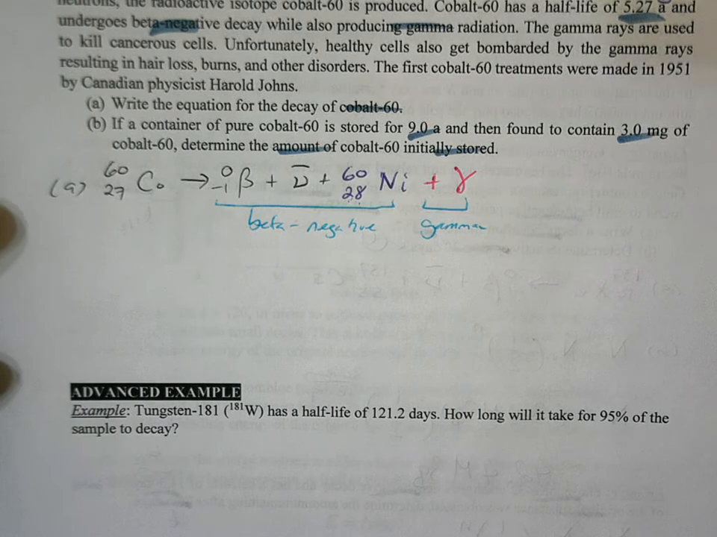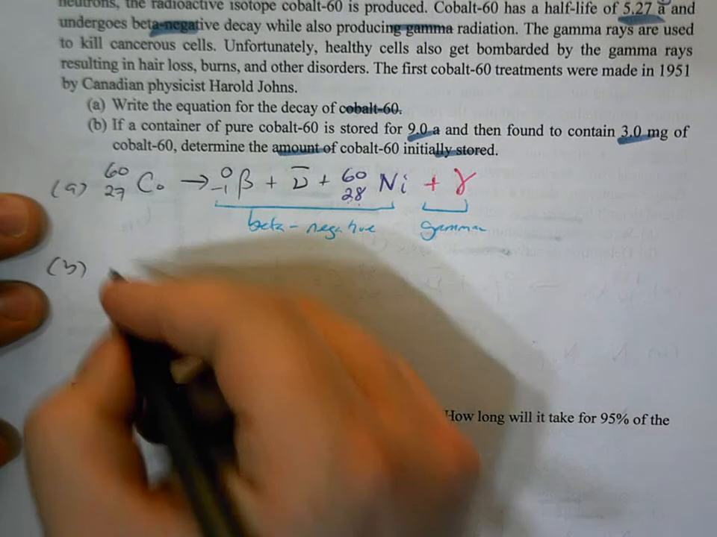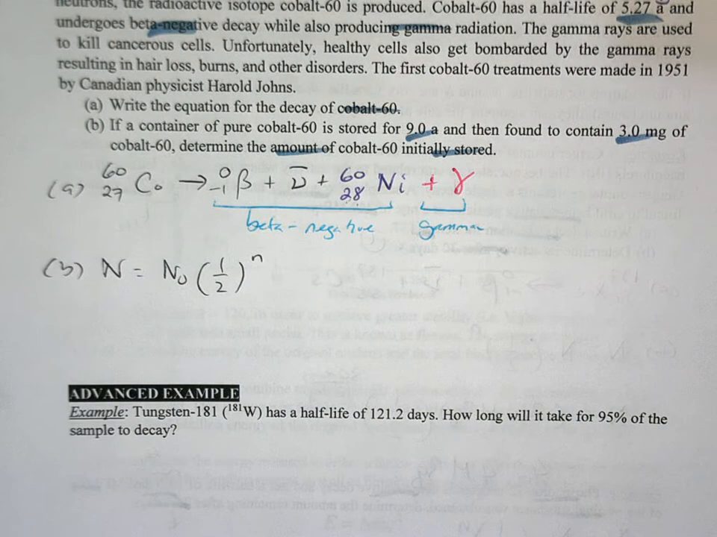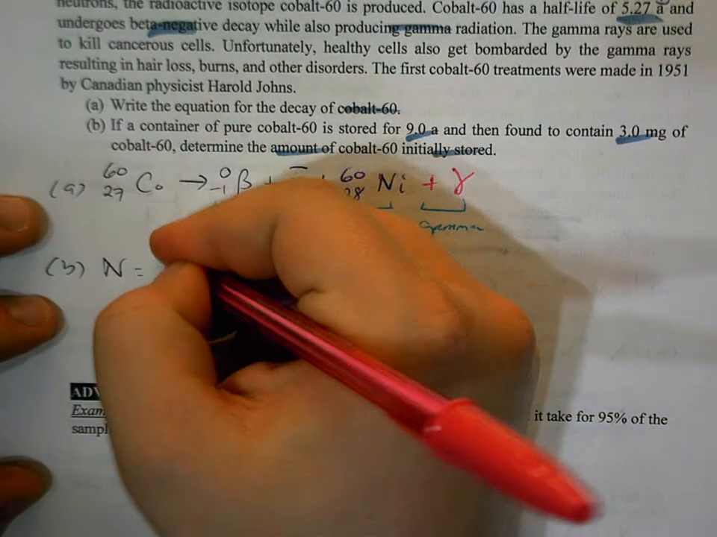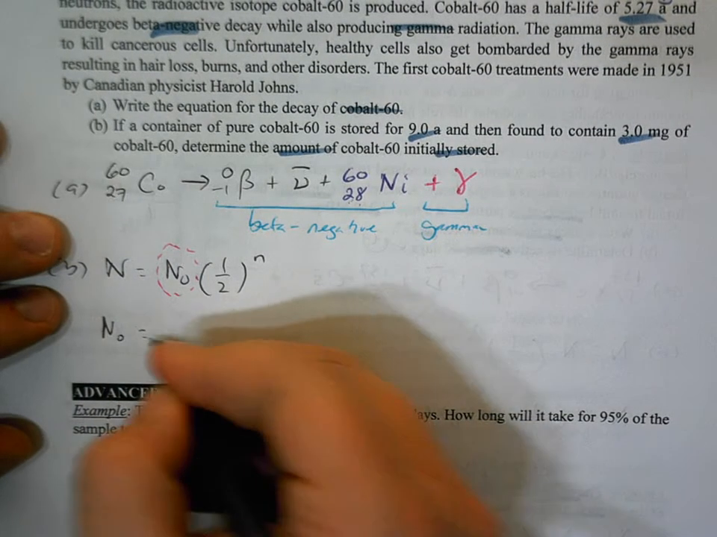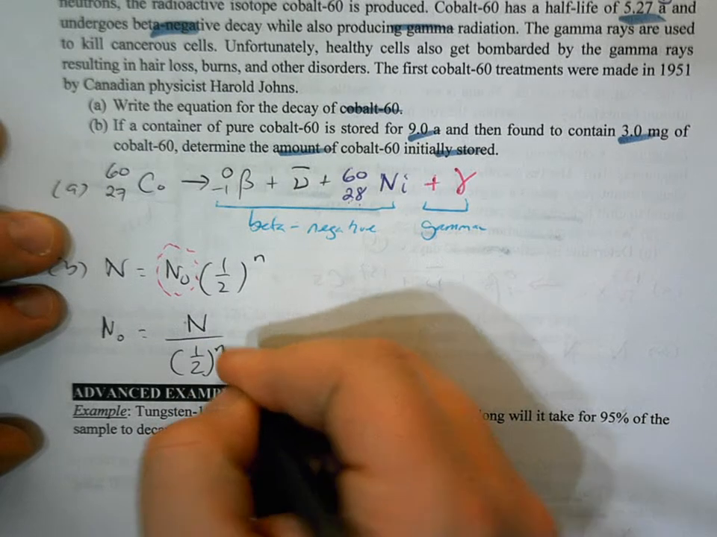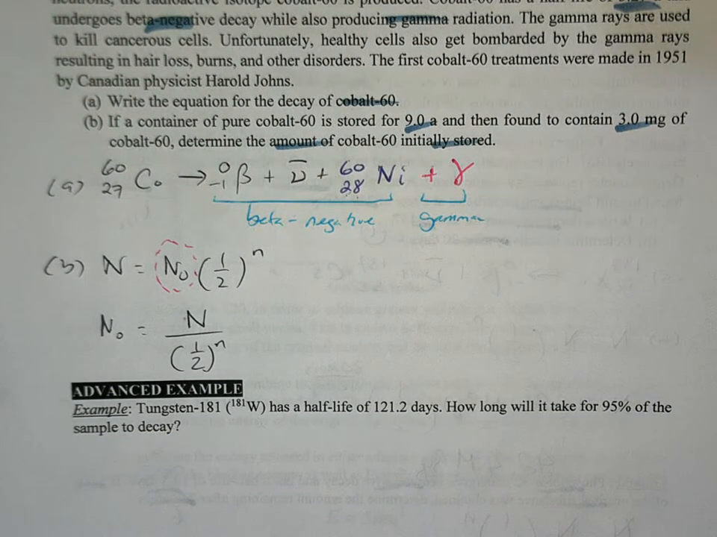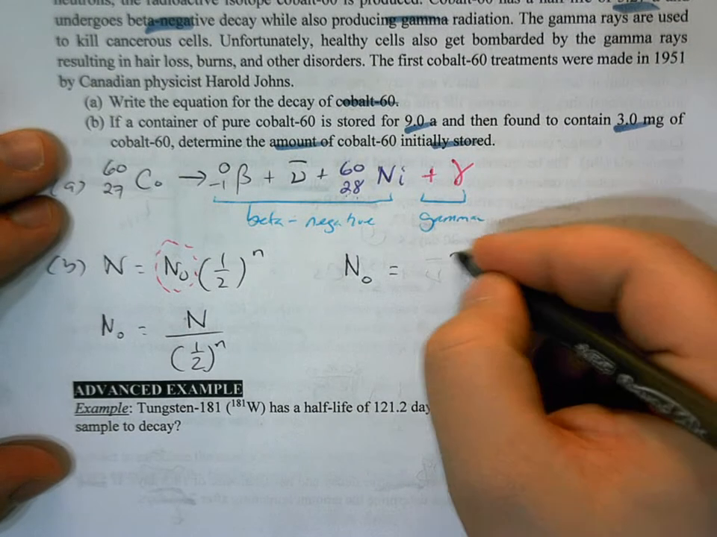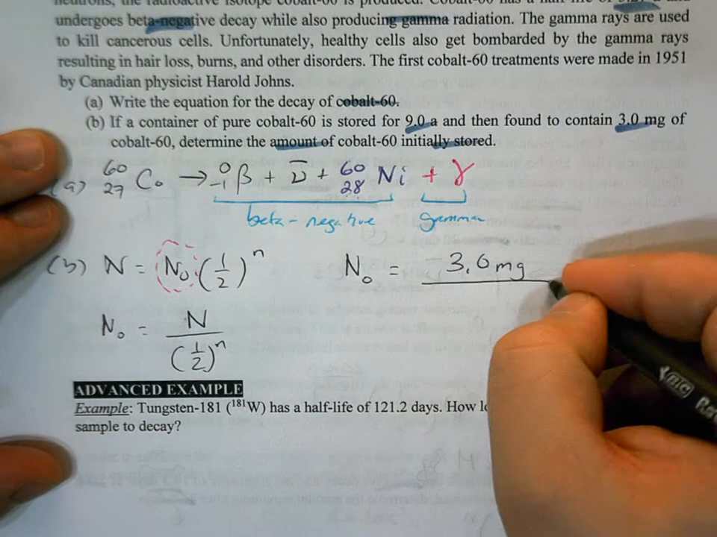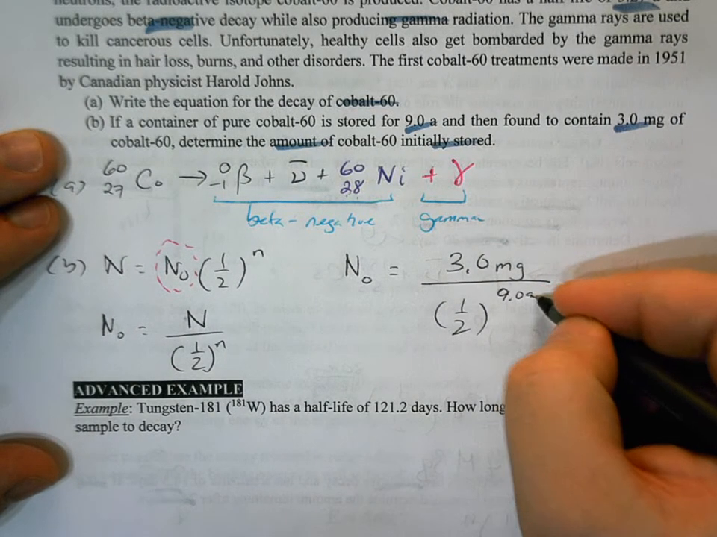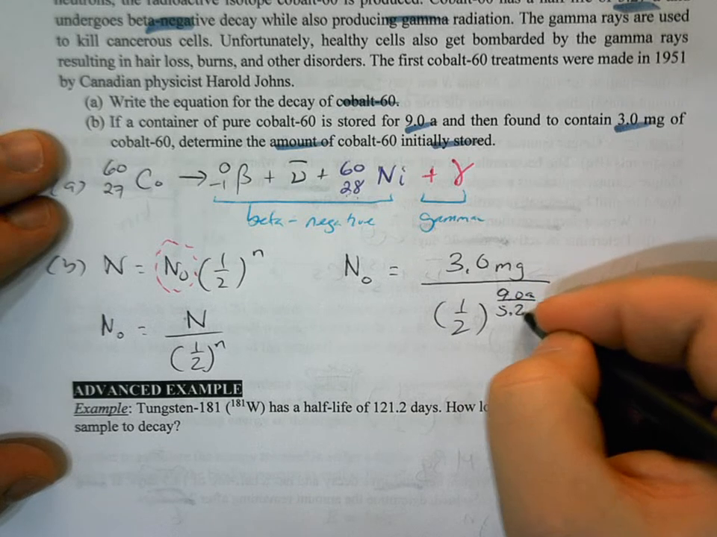All right, part B. So we're still dealing with half-life, so we just have N equals N0 times (1/2)^n. This time, however, we are not interested in finding N. We're interested in finding N0. So N0 is going to be N divided by (1/2)^n. Not a hard rearrangement. Now we just have to do the work on this. So we're told we have 3 milligrams left, and then 1/2. So our elapsed time is 9 years, so 9 annums. And then we're told that this has a half-life of 5.27 annums.